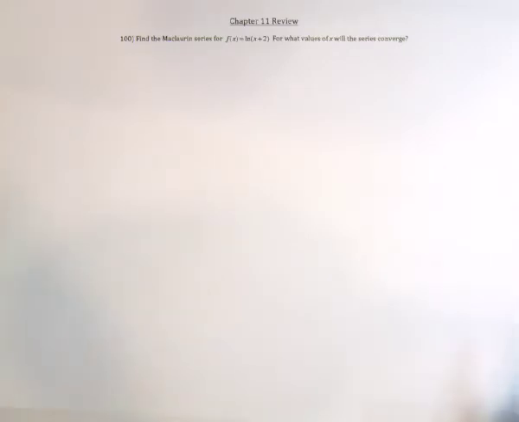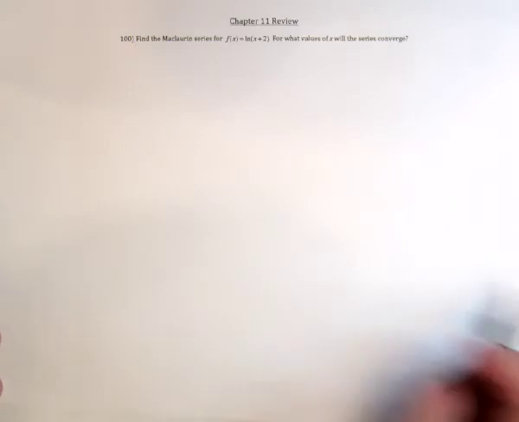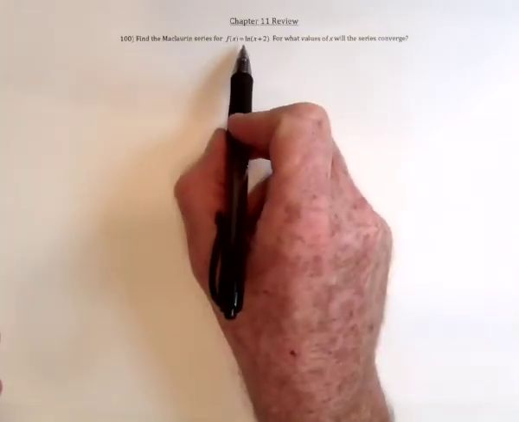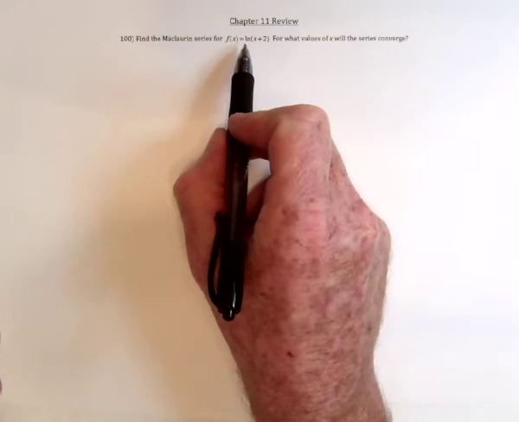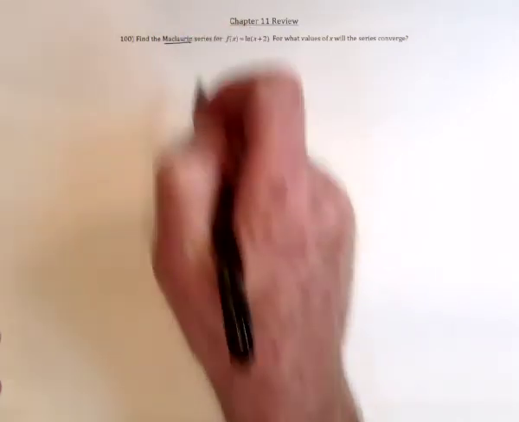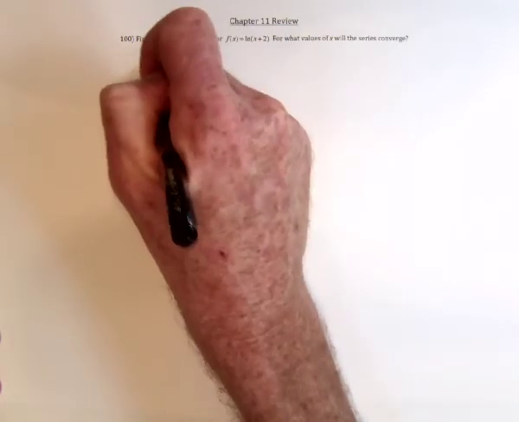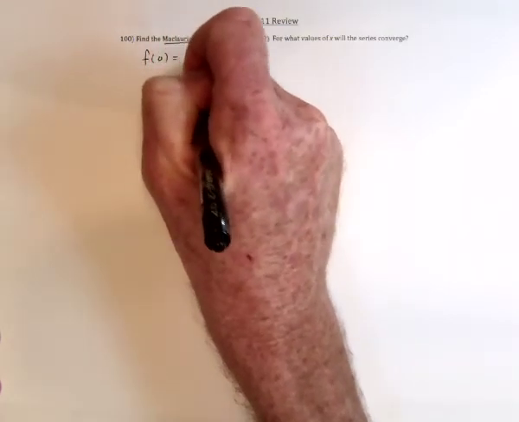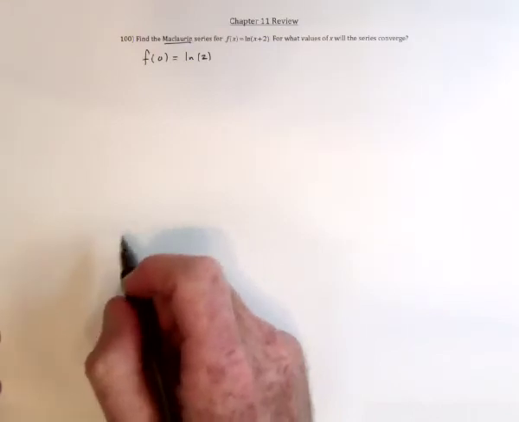Podcast number 100. Finally made it to the end of Math 3B. Find a Maclaurin series for this one, natural log of x plus 2. So Maclaurin would be when you use 0. So f of 0 would be the natural log of 2, 0.693.